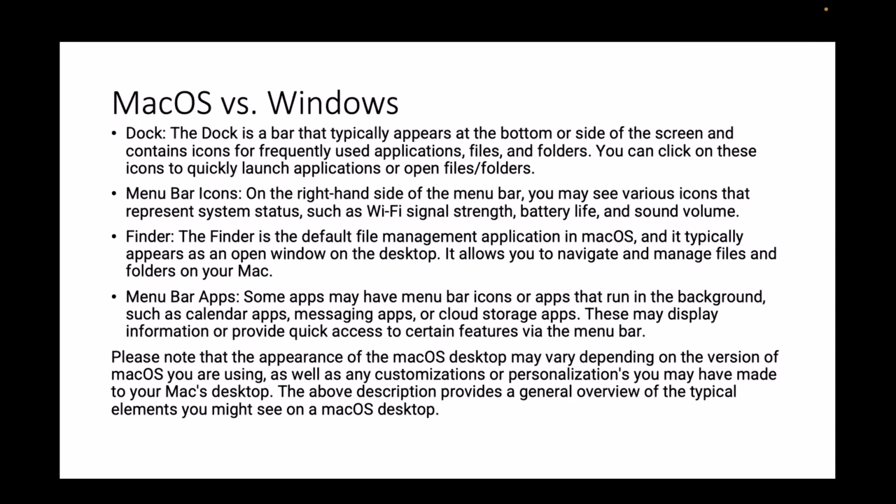The menu bar apps may have icons or apps that run in the background, such as calendar apps, messaging apps, and cloud storage apps. These may display information and provide quick access to certain features via the menu bar. You have to note that the appearance of the macOS desktop may vary depending on the version of macOS that you're using, as well as any customizations or personalizations you may have made to your Mac. The above descriptions provide a general overview of the typical elements you might see on a macOS desktop.